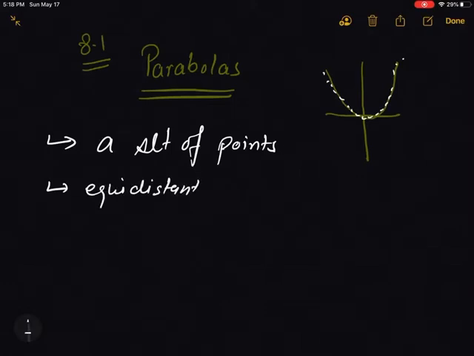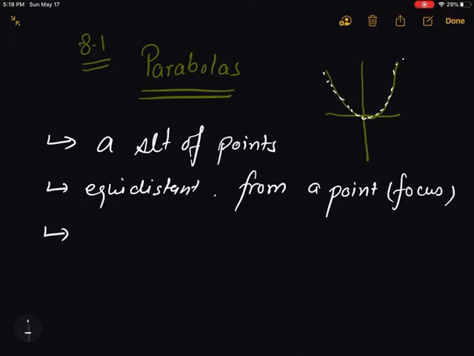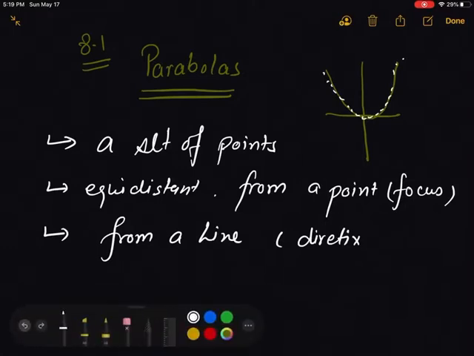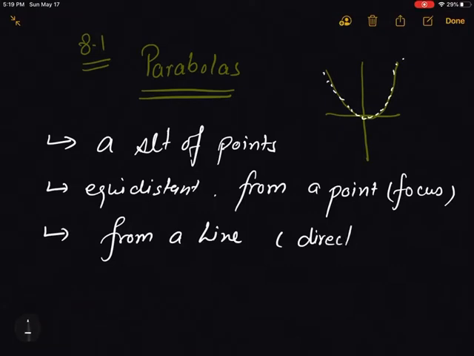Equidistant from a point, which is called the focus. And at the same time, equidistant from a line, which is called the directrix. So that's something new for you guys. Oh, I spelled it wrong. Okay, directrix.